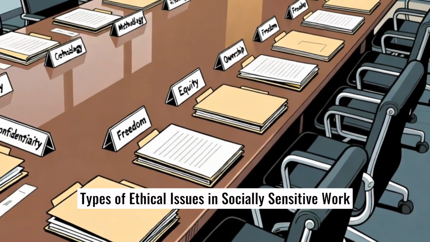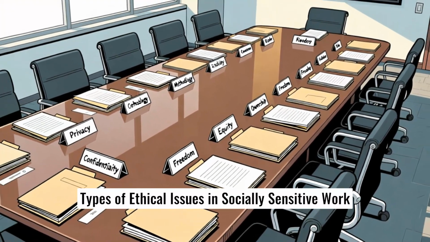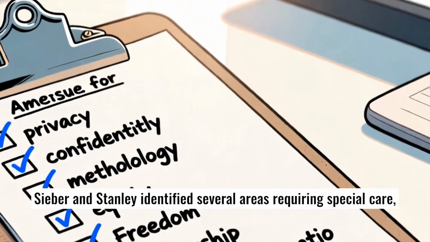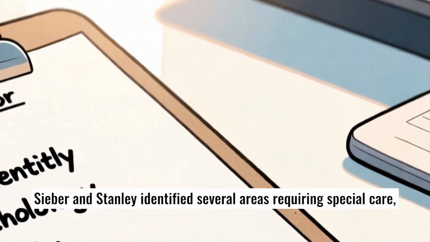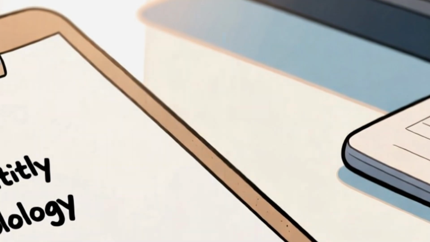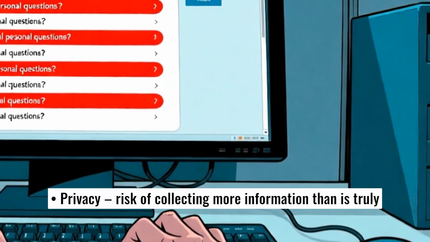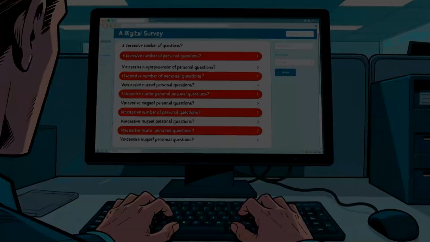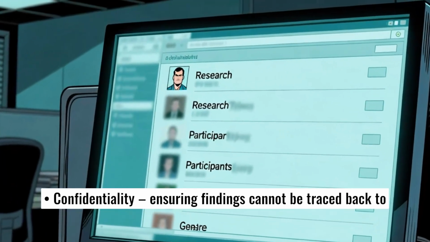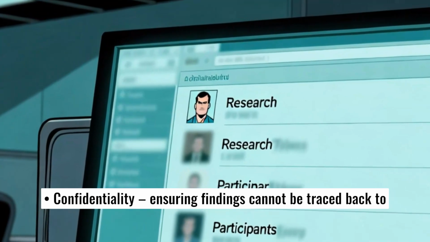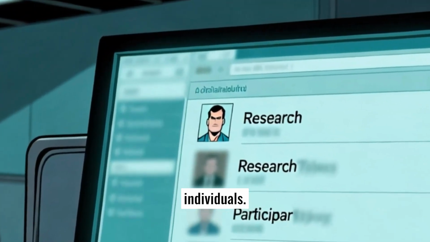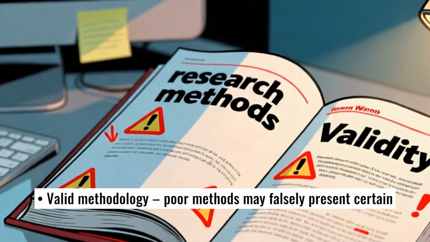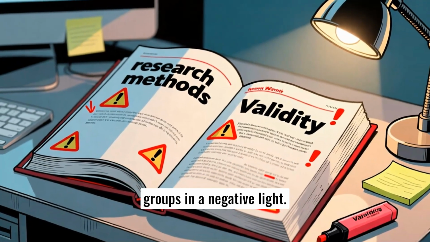Types of ethical issues in socially sensitive work. Sieber and Stanley identified several areas requiring special care, including privacy, the risk of collecting more information than is truly needed; confidentiality, ensuring findings cannot be traced back to individuals; valid methodology, since poor methods may falsely present certain groups in a negative light.